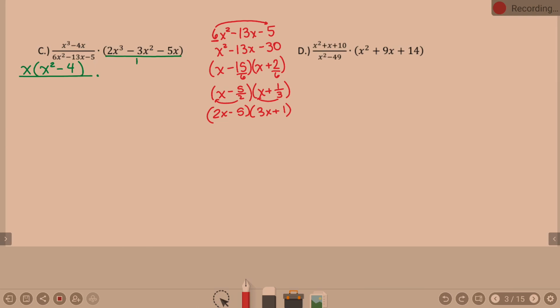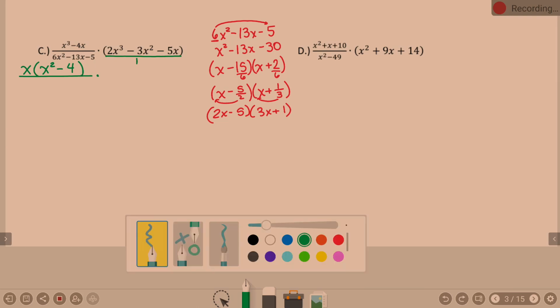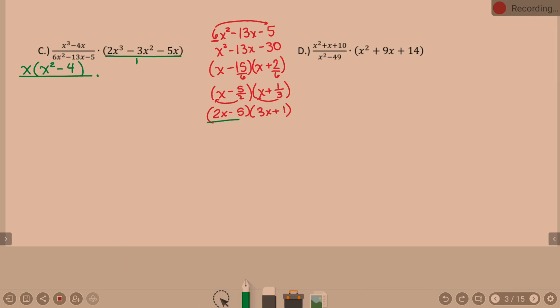Now, let's see. So 2x minus 5 times 3x plus 1 goes where? 2x minus 5 times 3x plus 1, barring I made no mistakes. Okay.